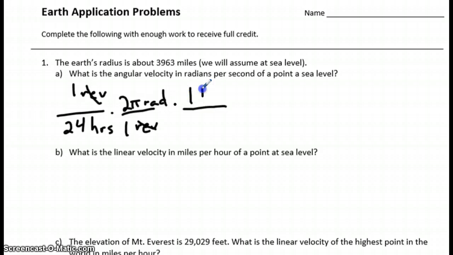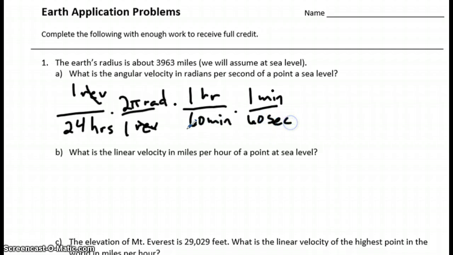Well, in 1 hour, there are 60 minutes, and then in 1 minute, there are 60 seconds. And you might be asking, could I have just went 1 hour is 3,600 seconds? Yes, you could have done that. Hours units cancel, minutes units cancel. Doing unit analysis, I have radians over seconds, which is what I wanted.